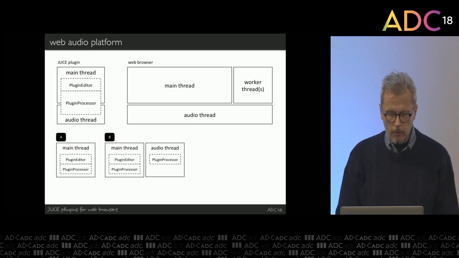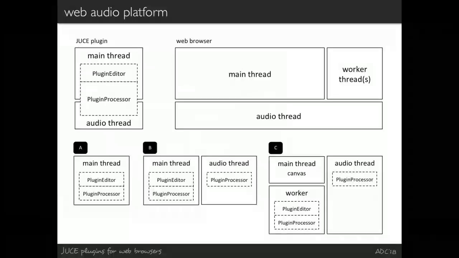So just a couple of months ago, Chrome announced support for off-screen canvas, which allows us to take everything from the main thread and put it into a web worker. So the web worker would now run the user interface and the non-real-time part. The audio thread would run the DSP code, and the canvas would be just proxying in between.